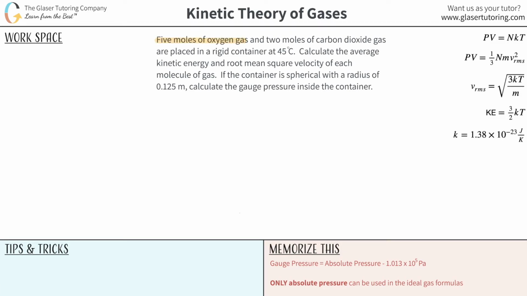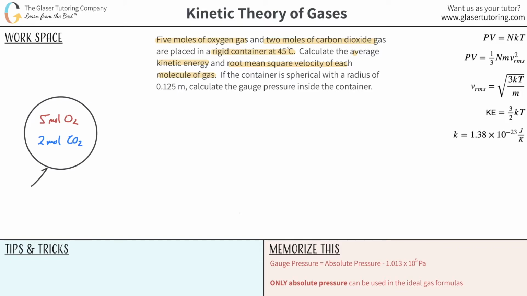5 moles of oxygen gas and 2 moles of carbon dioxide gas are placed in a rigid container at 45 degrees Celsius. Calculate the average kinetic energy and root mean square velocity of each molecule of gas. Okie dokie. So we have a container, right? Let's just sketch a little picture. Actually, I think it's spherical, that's going to say that in the next part. So we have a spherical container, and within this, we're going to place 5 moles of oxygen gas, and we're going to place 2 moles of carbon dioxide gas.